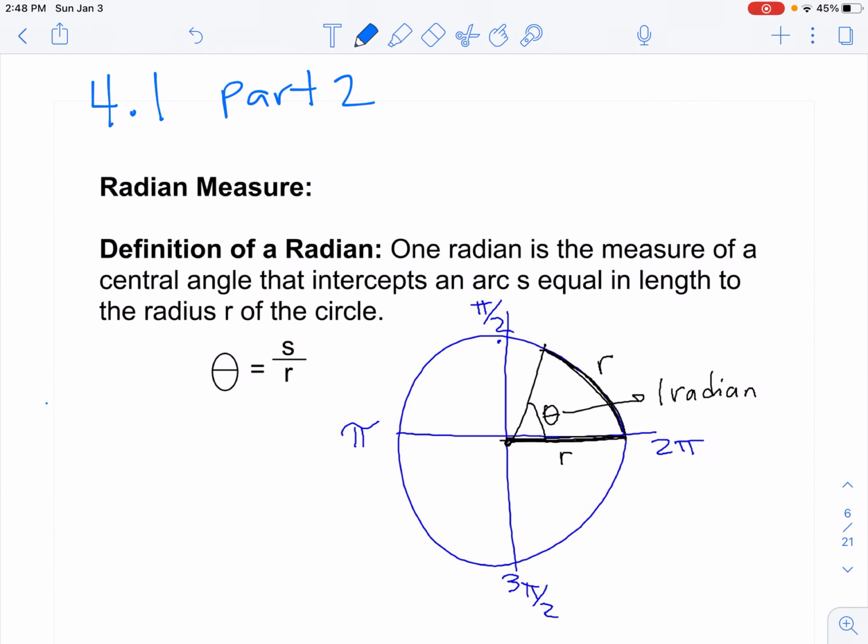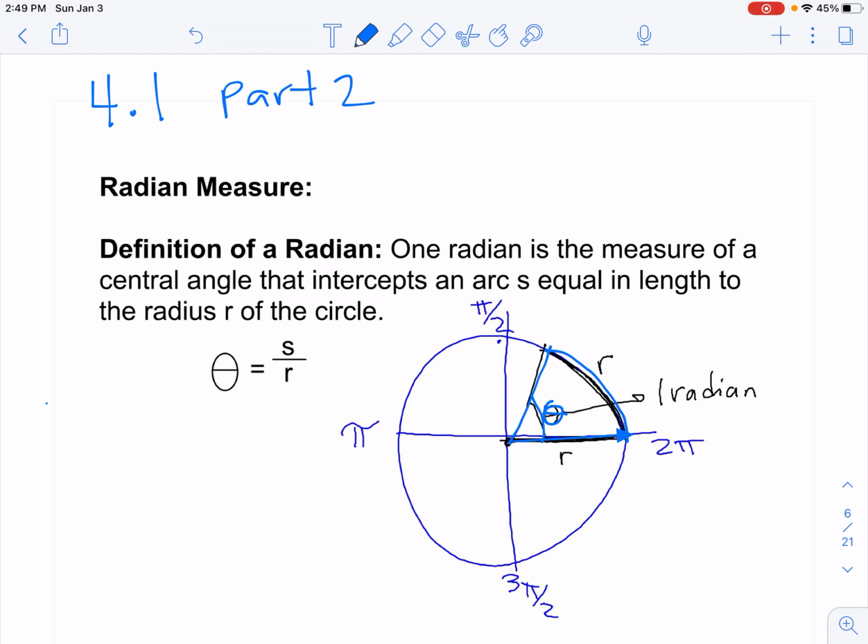All right, 4.1 part 2, radian measure. The definition of a radian is: 1 radian is the measure of the central angle that intercepts an arc S equal in length to the radius. So we have our radius, and we're saying that this arc is the same length as the radius. So picture wrapping that radius around, and whatever angle this makes, this angle is equal to 1 radian.